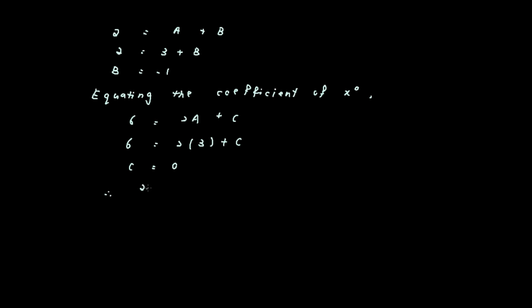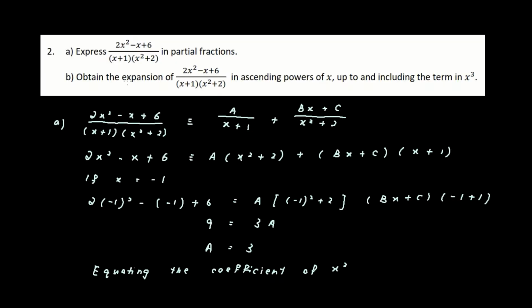Okay, so now I can put my a, b, c inside the equation that I made just now. So (2x squared minus x plus 6) divided by (x plus 1)(x squared plus 2) will be equals to, my a is 3, and my b is -1, so negative x, and x squared plus 2. Okay, so now with this, then I can continue by going to part B.